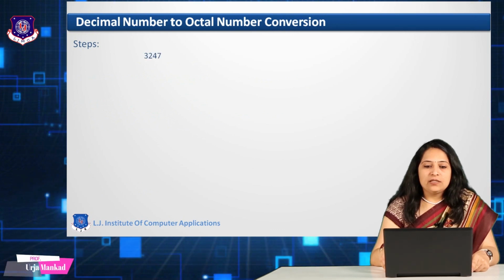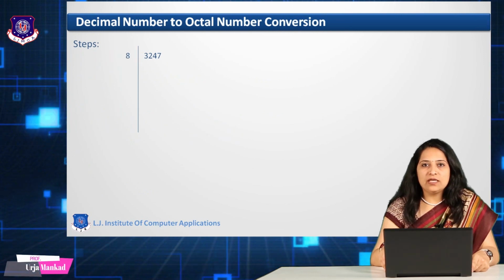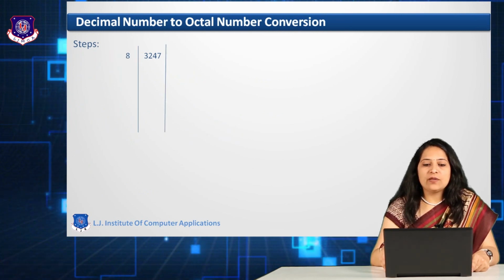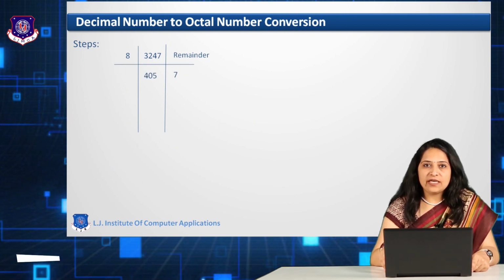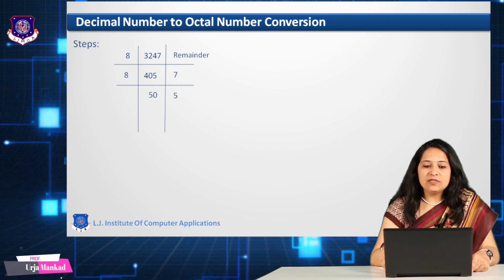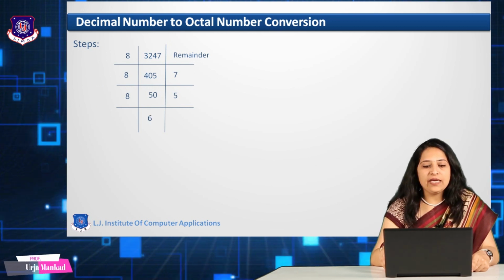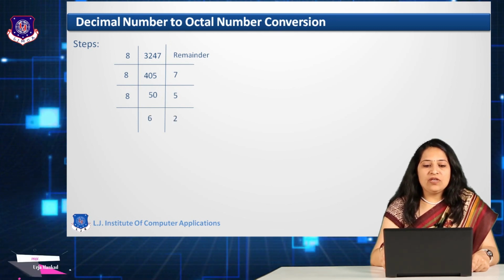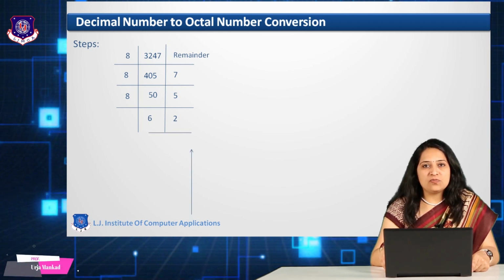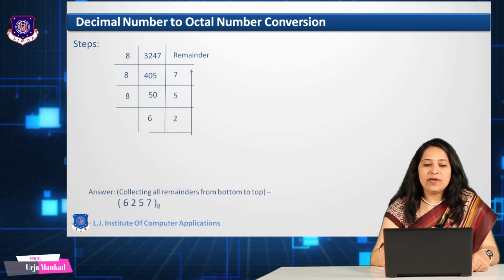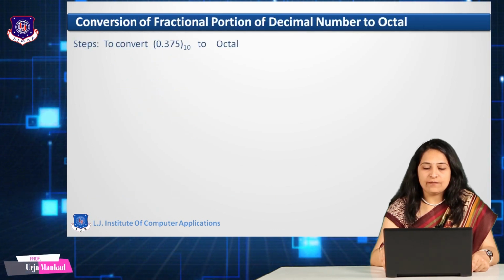Suppose I have a number 3247. I want to convert this number into an octal number. So, I have to divide this number by 8. Same steps are there. We have to collect the quotient and the remainder separately and we will repeat those steps till we get a number which is not divisible by 8 further. Like here, we got 6 as a quotient, 2 as a remainder and now we cannot divide 6 by 8. So, we will be collecting all the remainders from bottom to top and here is our answer 6257.